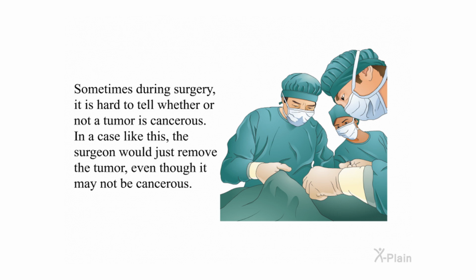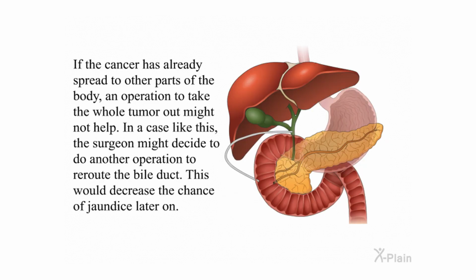Sometimes during surgery it is hard to tell whether or not a tumor is cancerous. In a case like this, the surgeon would just remove the tumor even though it may not be cancerous. If the cancer has already spread to other parts of the body, an operation to take the whole tumor out might not help. In a case like this, the surgeon might decide to do another operation to reroute the bile duct. This would decrease the chance of jaundice later on.